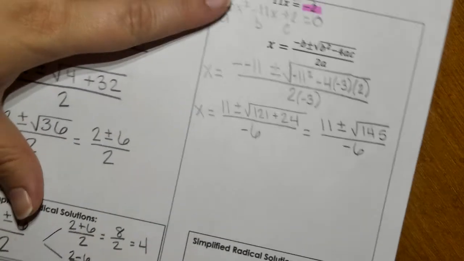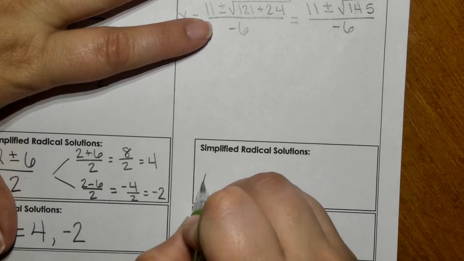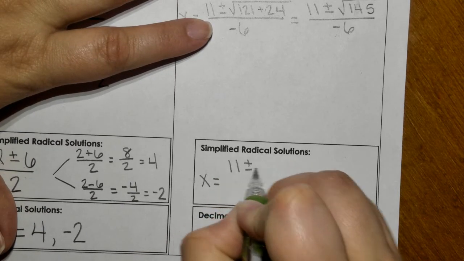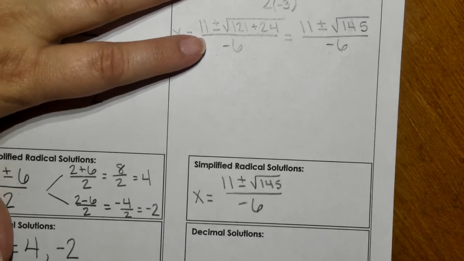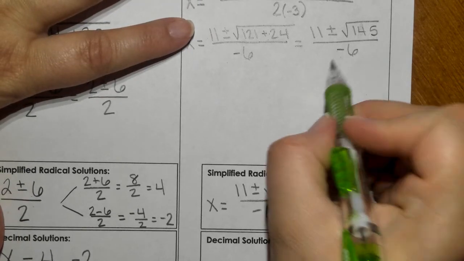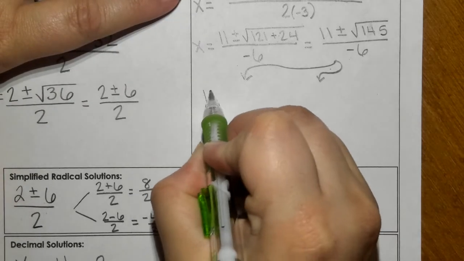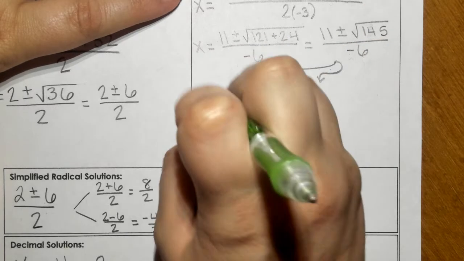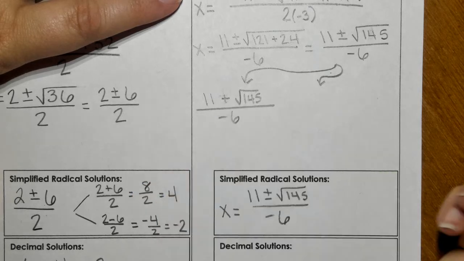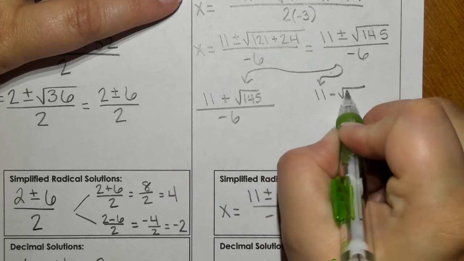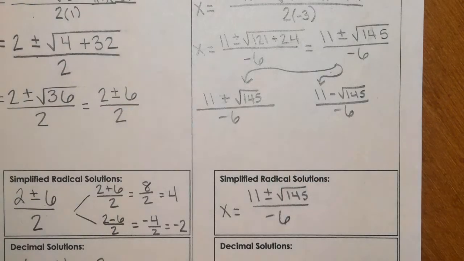So my simplified radical here would be x equals 11 plus or minus the square root of 145 over negative 6. But I want you to understand that this becomes two problems. It becomes 11 plus the square root of 145 divided by negative 6, and 11 minus the square root of 145 divided by negative 6.